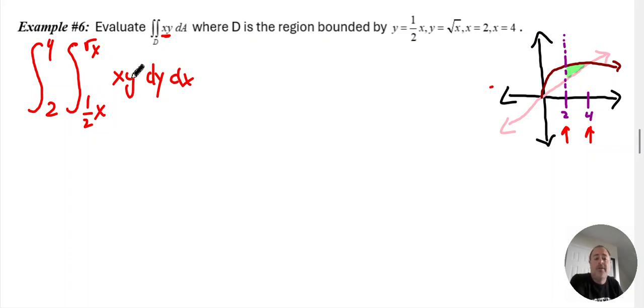Now, if you need to continue on, pause the video, solve the problem, and we'll come back here in a second to finish this problem up.